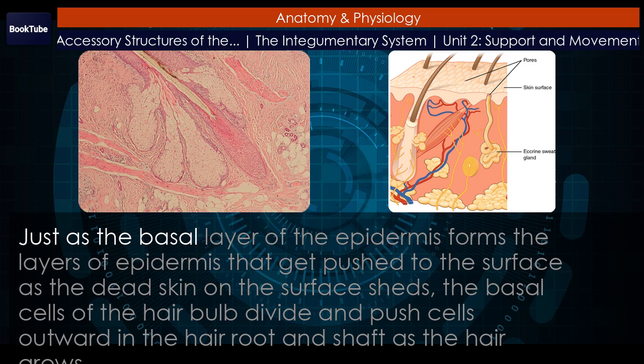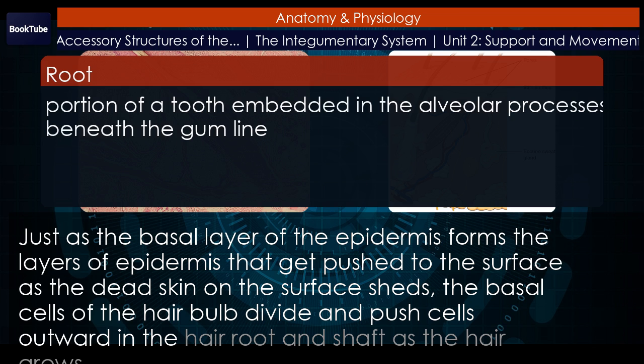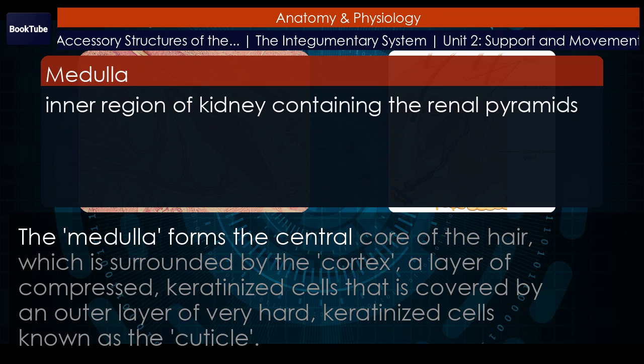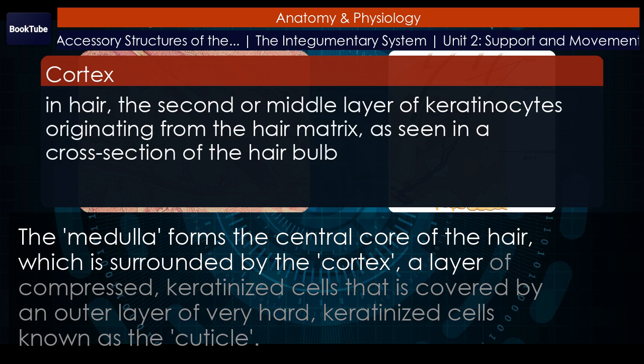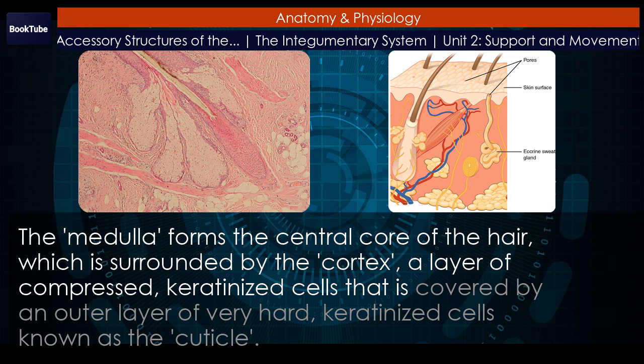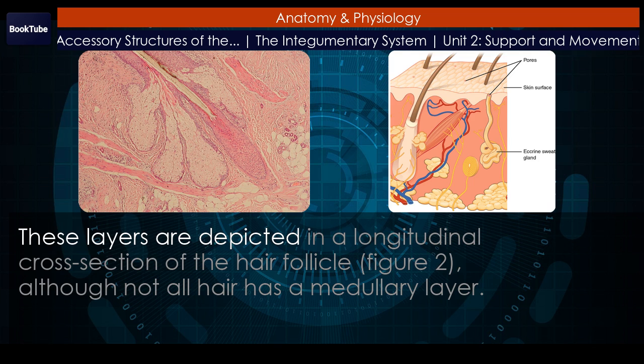Just as the basal layer of the epidermis forms the layers of epidermis that get pushed to the surface as the dead skin on the surface sheds, the basal cells of the hair bulb divide and push cells outward in the hair root and shaft as the hair grows. The medulla forms the central core of the hair, which is surrounded by the cortex, a layer of compressed, keratinized cells that is covered by an outer layer of very hard, keratinized cells known as the cuticle. These layers are depicted in a longitudinal cross-section of the hair follicle.